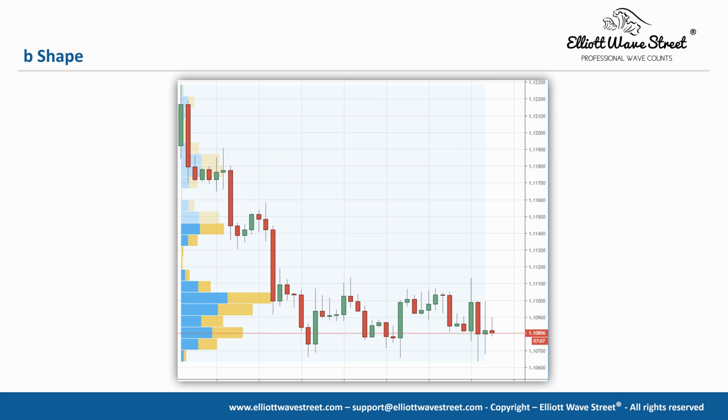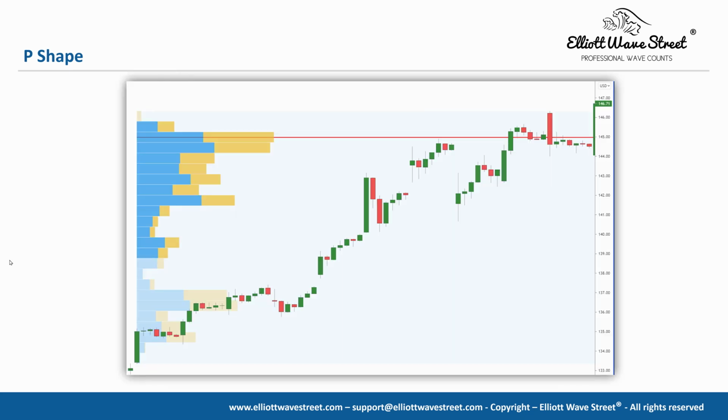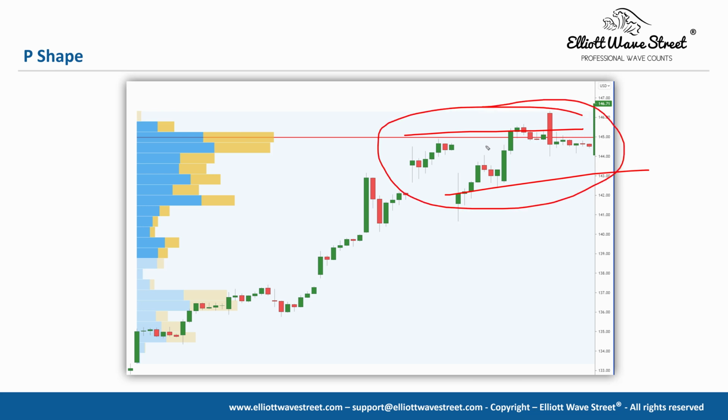And of course, the opposite will be the P shape. P as Peter. So the P shape is the bullish flag. The institutional traders are doing something here. So we wait for the corrective and we go long.